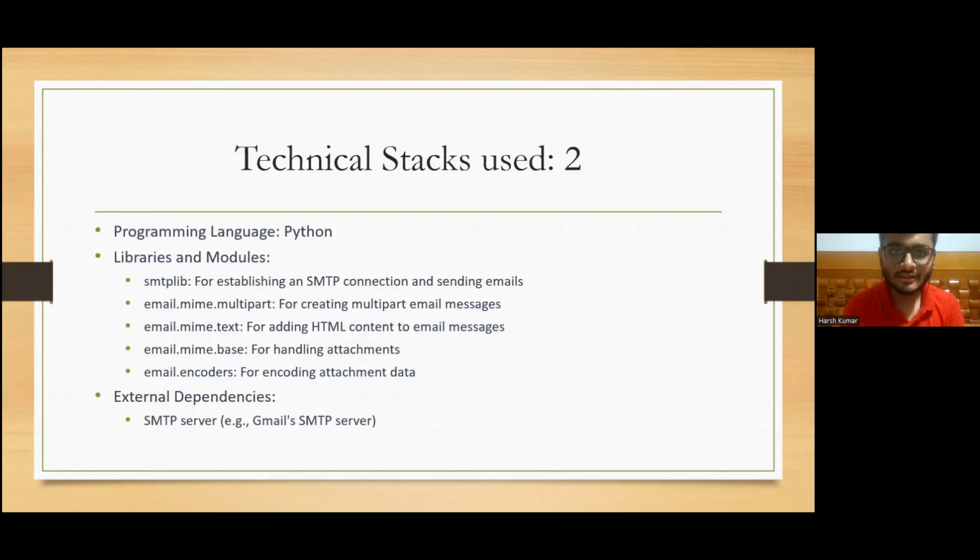The technical stack that I have used is Python, the smtplib library for establishing an SMTP connection and sending emails, email.mime.multipart for creating multipart email messages, email.mime.text for adding HTML content to email messages, email.mime.base for handling attachments, and email.encoders for attaching data. This encoder is needed because all the data that we see on the internet is usually encoded in the form of UTF-8.